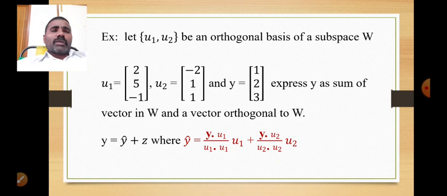y equals y cap plus z, where y cap belongs to W. That's why it is a linear combination of u1 and u2, and the weights are given by y dot u1 by u1 dot u1 into u1 plus y dot u2 by u2 dot u2 into u2. These are the weights. In the earlier class we already discussed, if it is an orthogonal basis, then the vector is a linear combination of that orthogonal basis. The weights are given by this theorem, which is already proved. So y cap equals y dot u1 by u1 dot u1 into u1, plus y dot u2 by u2 dot u2 into u2.